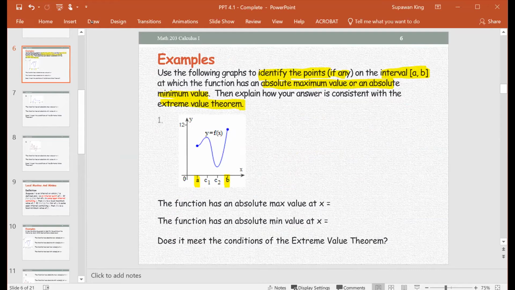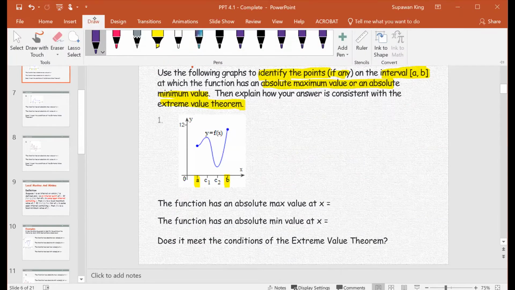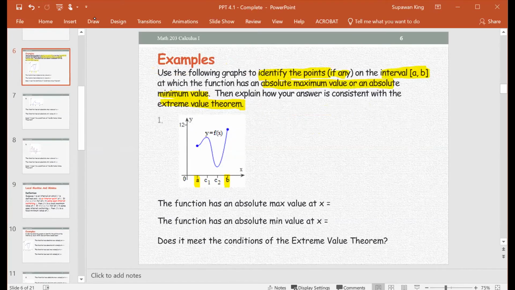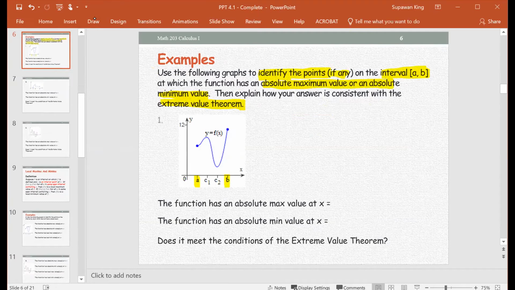To explain this part, recall the extreme value theorem. You need the function to be continuous on the closed interval. Continuous means a smooth graph, right? Closed interval means the left and right ends are clearly defined, or the graph is defined based on what you see here. So based on the extreme value theorem, number one, f is continuous. Number two, there's a closed interval.